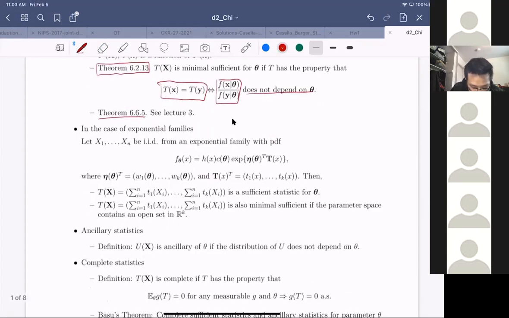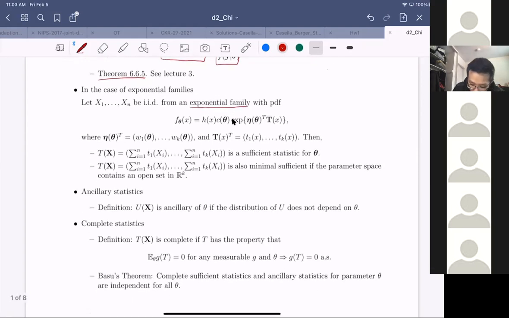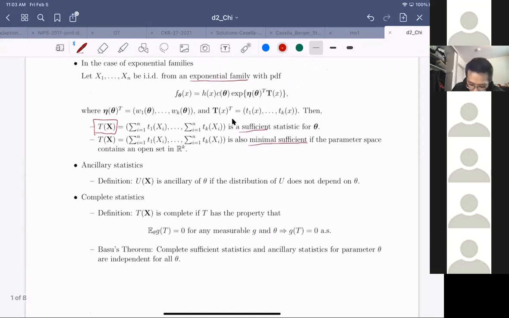And also there is a very helpful theorem, which is the exponential family. So if you can show that the distribution is an exponential family, then we can find that this statistic T(x) is sufficient and is also minimal sufficient. But you have to check that the domain theta contains an open set. So usually you have to check full rank.